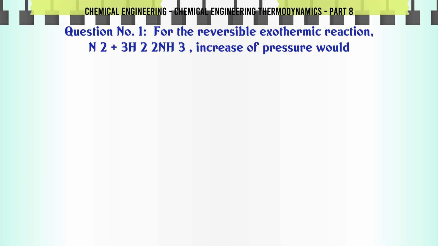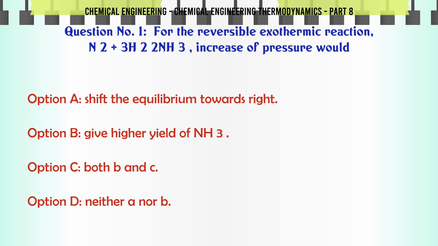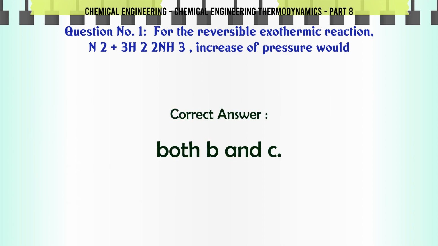For the reversible exothermic reaction N2 + 3H2 ⇌ 2NH3, increase of pressure would: A. Shift the equilibrium towards right. B. Give higher yield of NH3. C. Both A and B. D. Neither A nor B. The correct answer is both A and B.